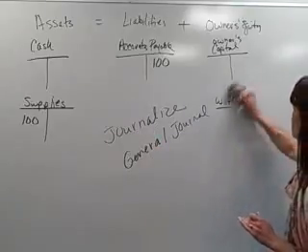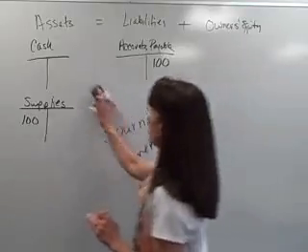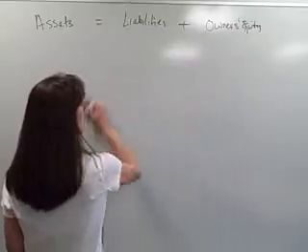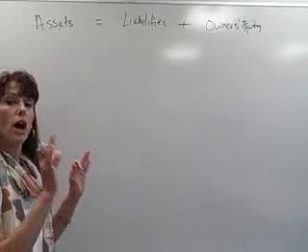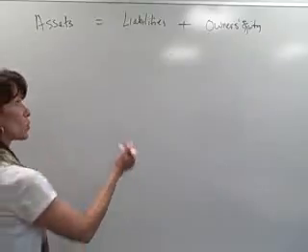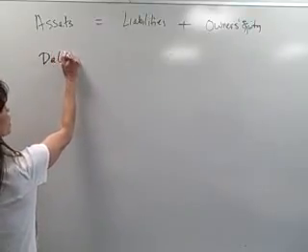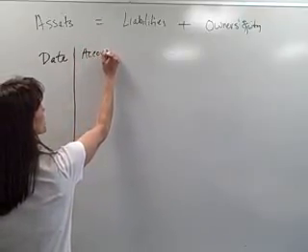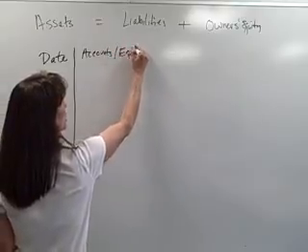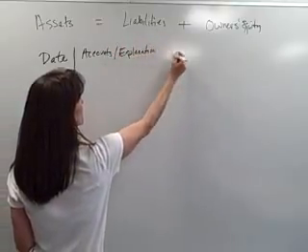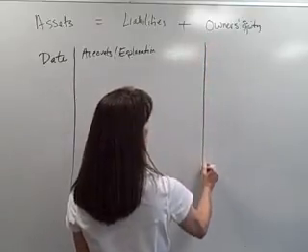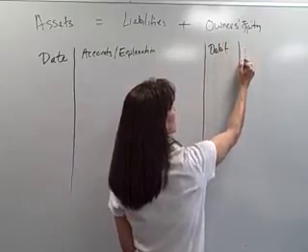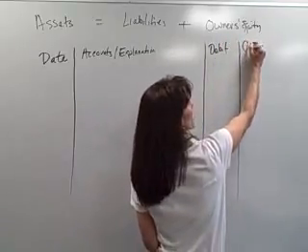So I'm going to erase this, and I'm going to draw a journal page for you on the board and demonstrate to you how to record a transaction in our general journal. Well, our general journal always has a date column. It always has an accounts and explanation column. Hopefully I'm drawing this kind of straight. It has a debit column, and it has a credit column.